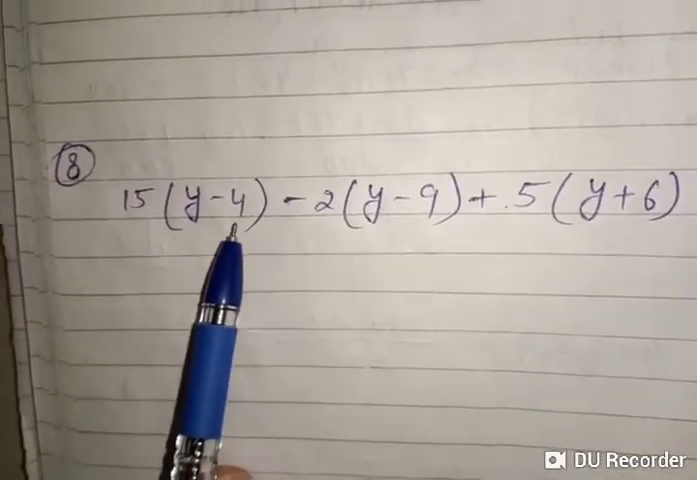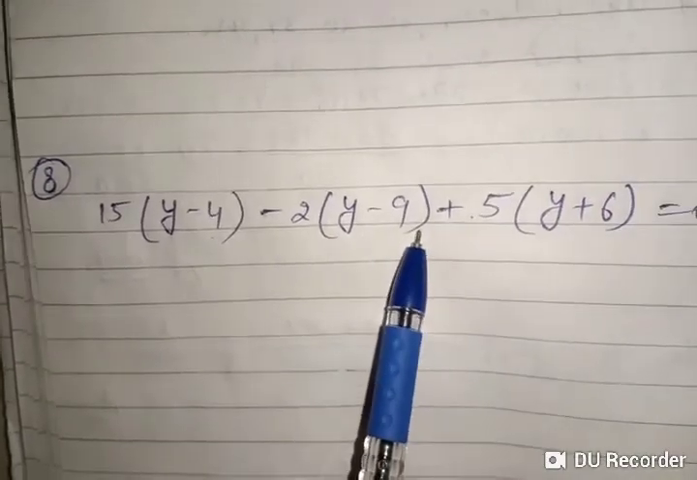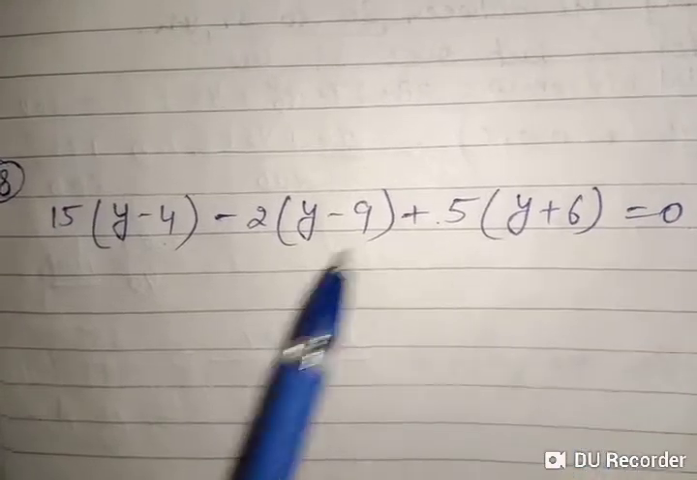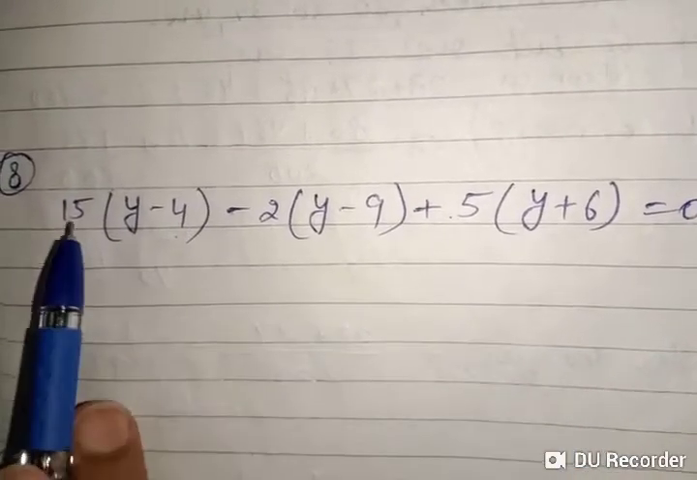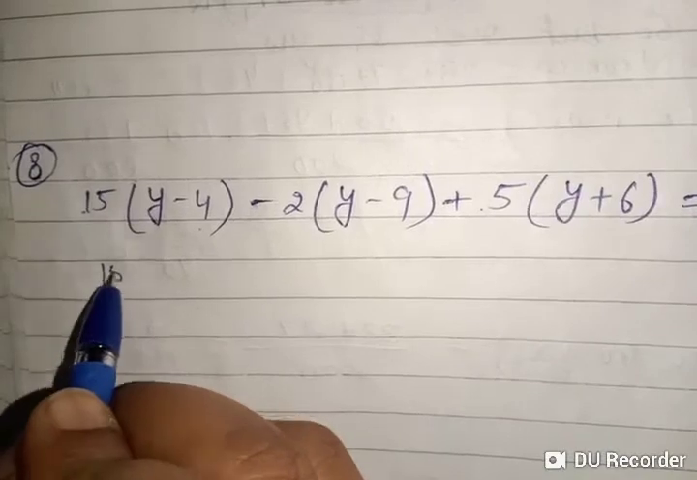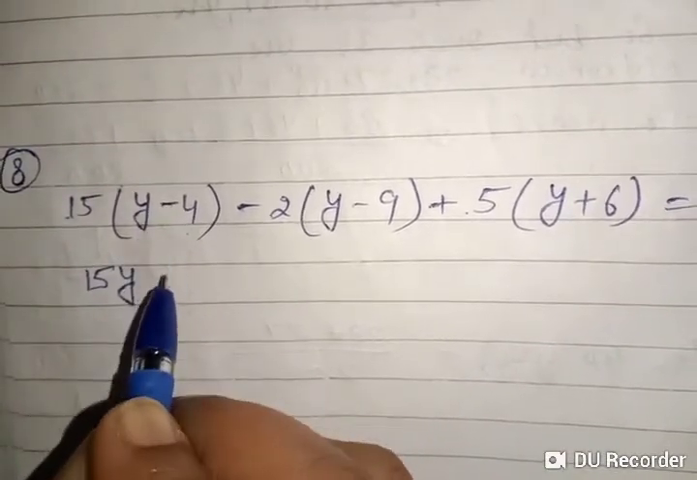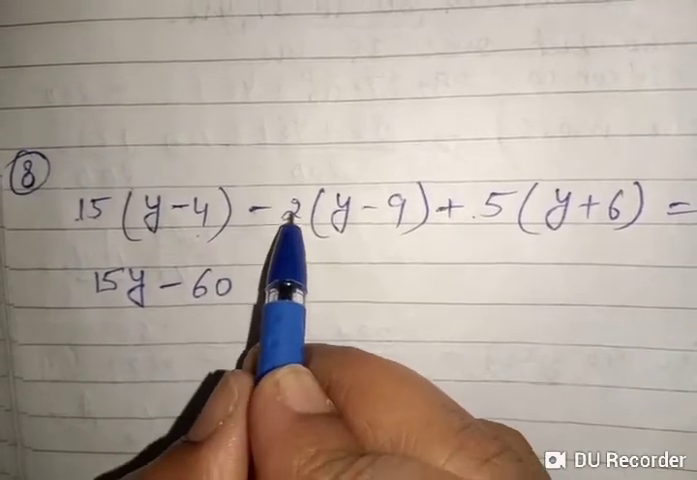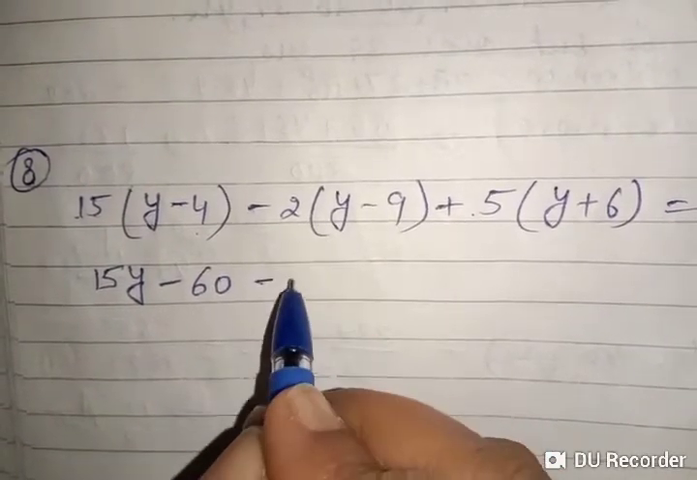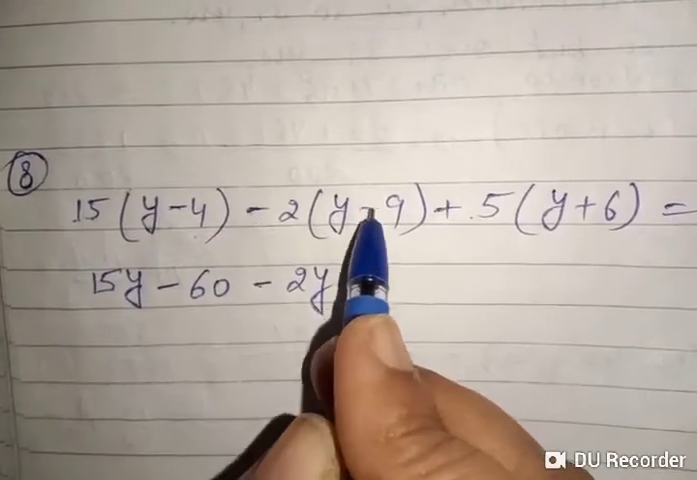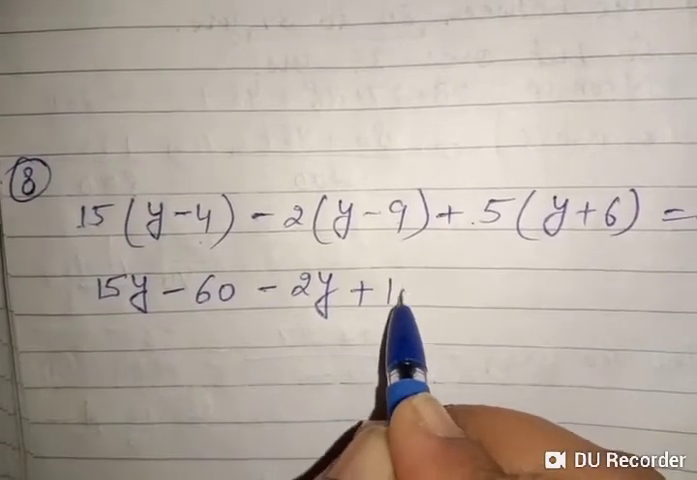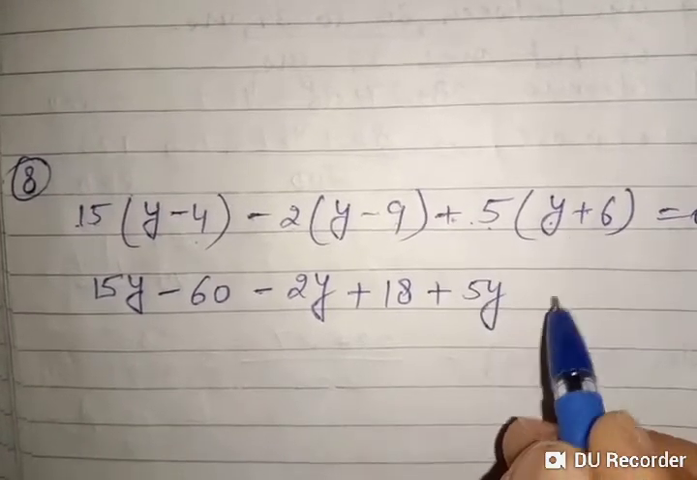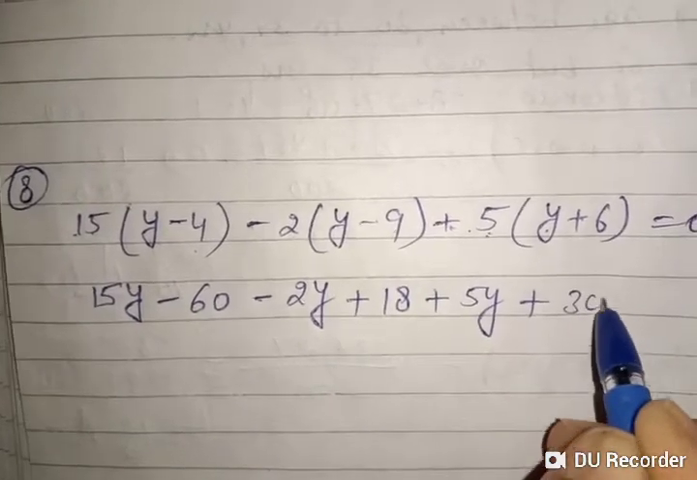15(y - 4) - 2(y - 9) + 5(y + 6) = 0. Again the same question, brackets are there, so 15 will be multiplied with both. It's 15y, then this minus sign, 15 fours are 60. Then when we multiply this minus 2 with y, we will get minus 2y, then minus times minus is plus, 2 nines are 18, then plus 5y, then plus is plus, 5 sixes are 30, is equal to 0.